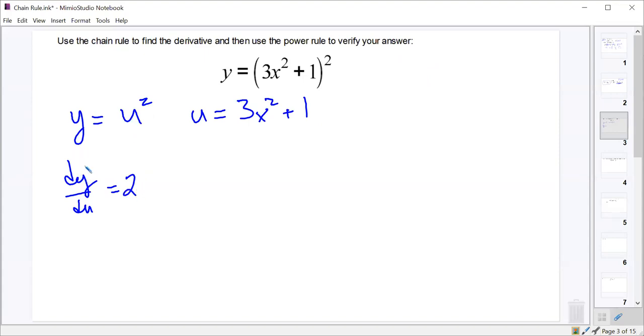So the derivative of y with respect to u means take the derivative of u squared. Take the derivative of the function y when it is in terms of u. So y equals u squared will become dy/du equals 2u. Everybody okay with that? Or any questions on that?